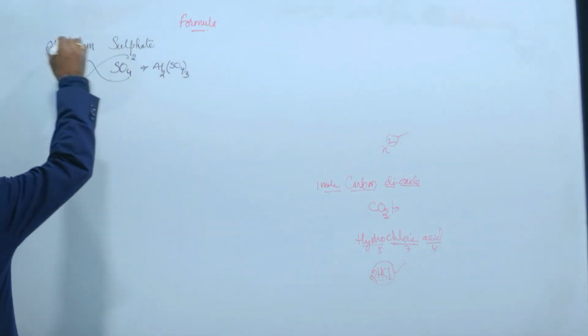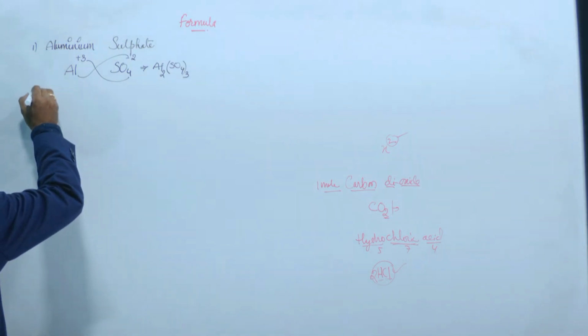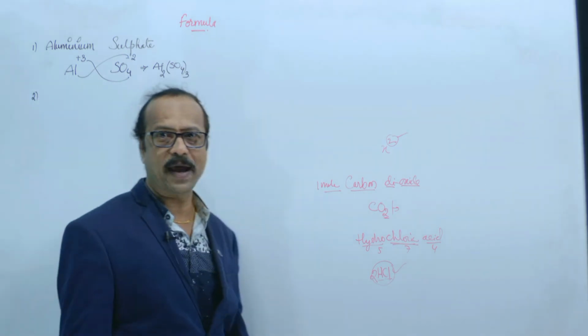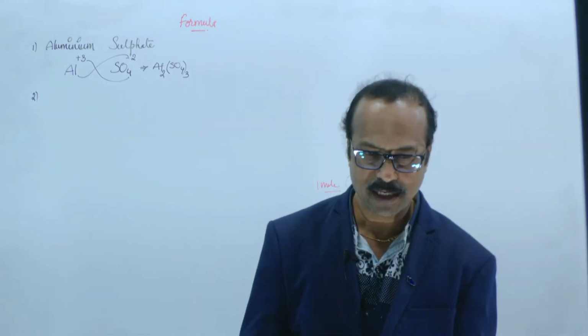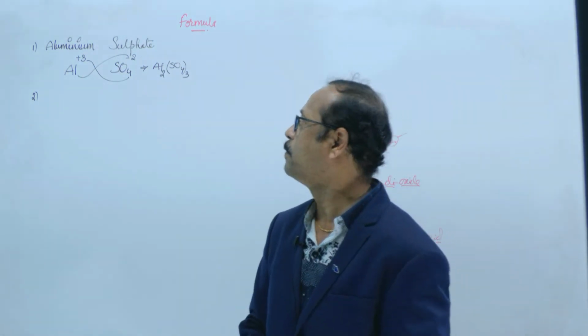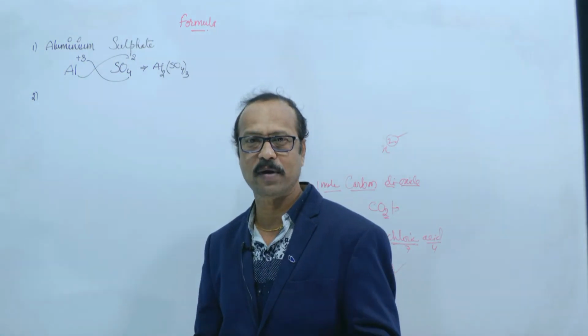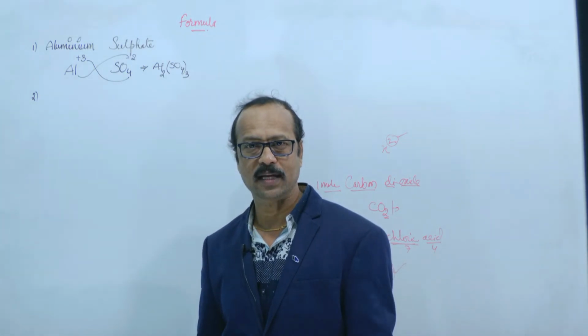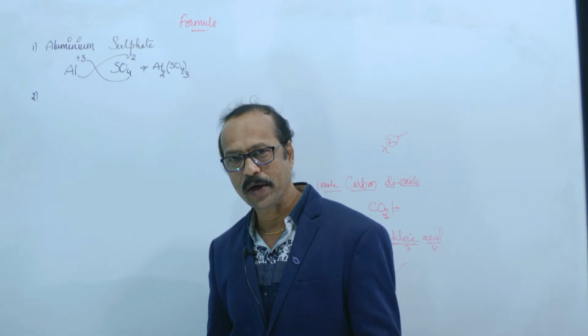Chalo. You practice in your notebook. Even in your practice sheet, if you have a place, you can write there: aluminium plus 3, sulfate SO4 minus 2, crisscross, Al2(SO4) taken thrice. Clear? Very good.